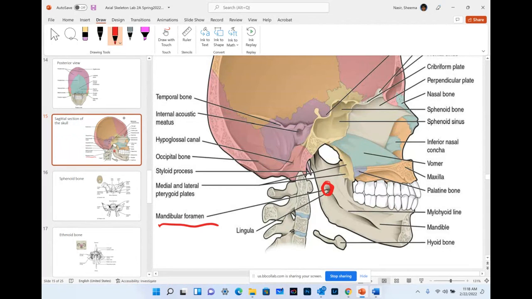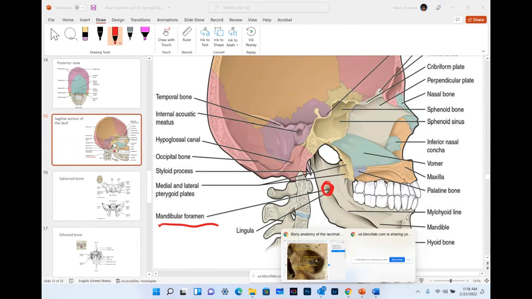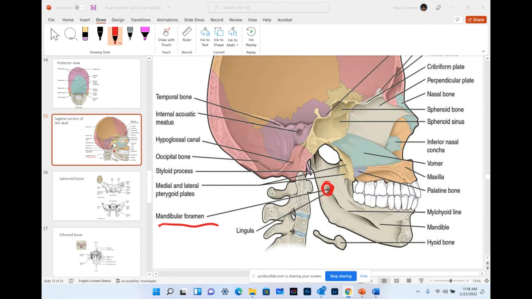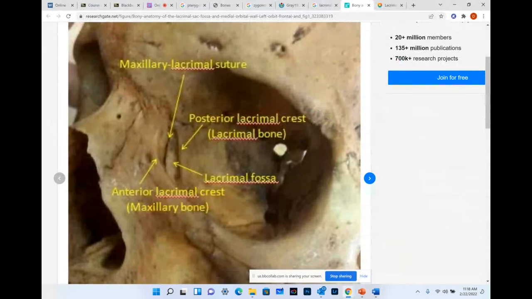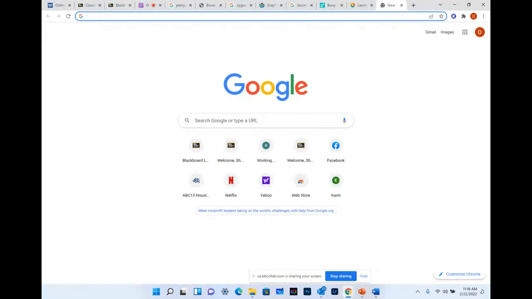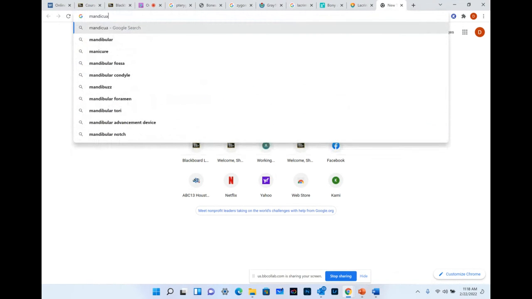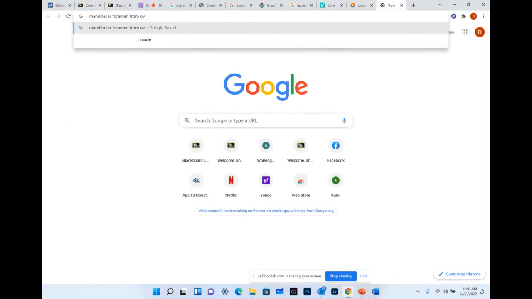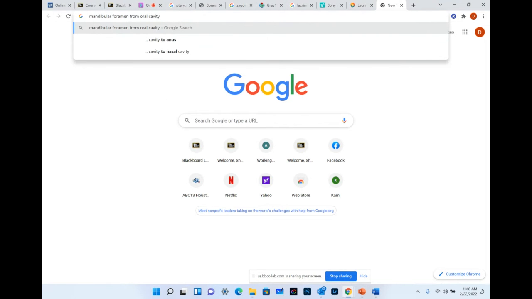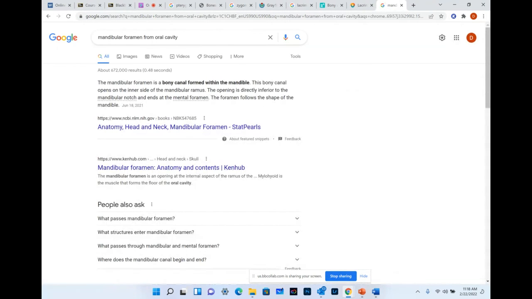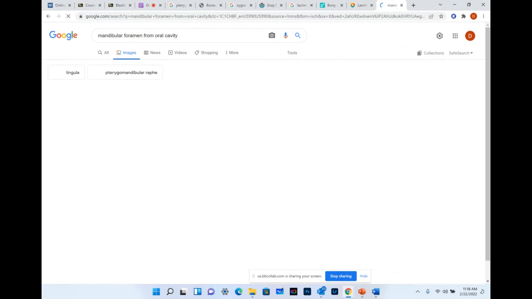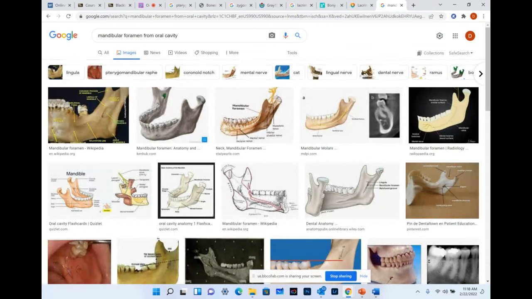Now I'll check if I can find a photograph of the mandibular foramen from the oral cavity. So let's see. Okay, mandibular foramen from oral cavity, image. Oh, voila!